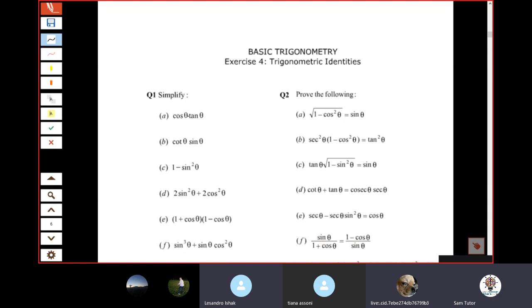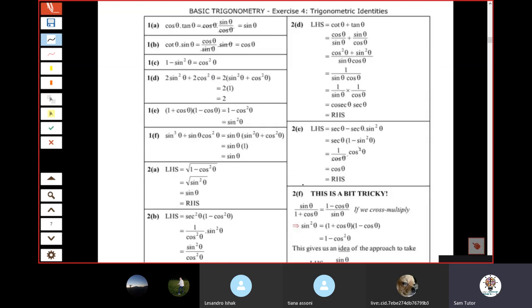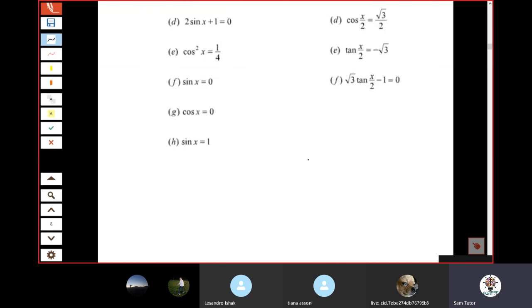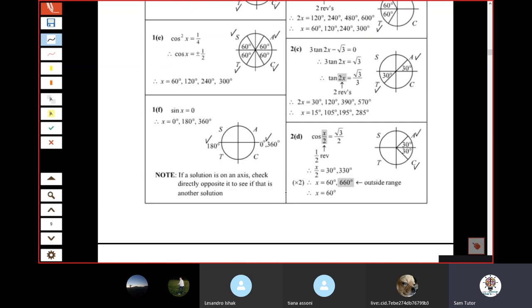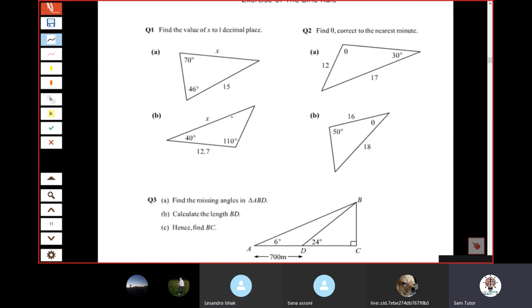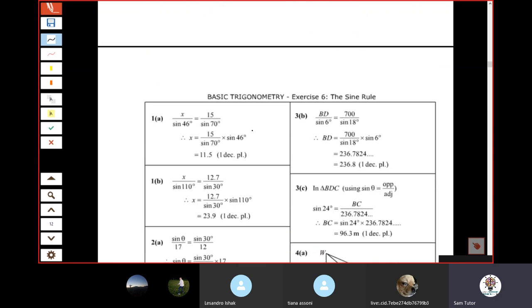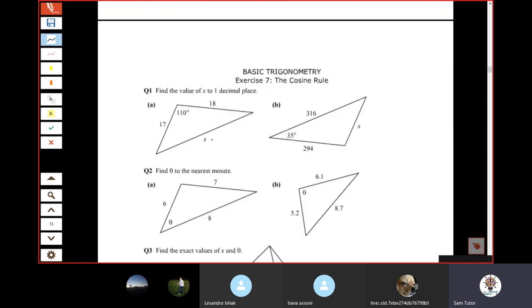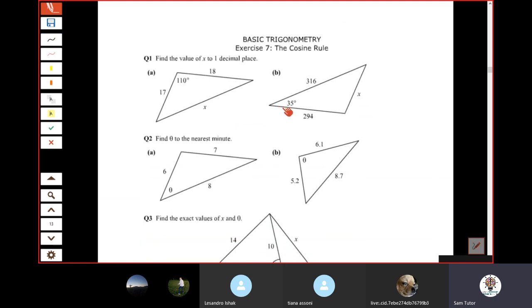Trig identities. Let's start on this. Probably the most important equations to understand for trig. The rest of what we're going to do, like sine rule, cosine rule, and area of a triangle, is basic stuff that you've done before. They're not too hard. They're just formulas. You're just going to plug them in and they're going to be really straightforward. Cosine rule, same thing. You're just going to follow the formula.